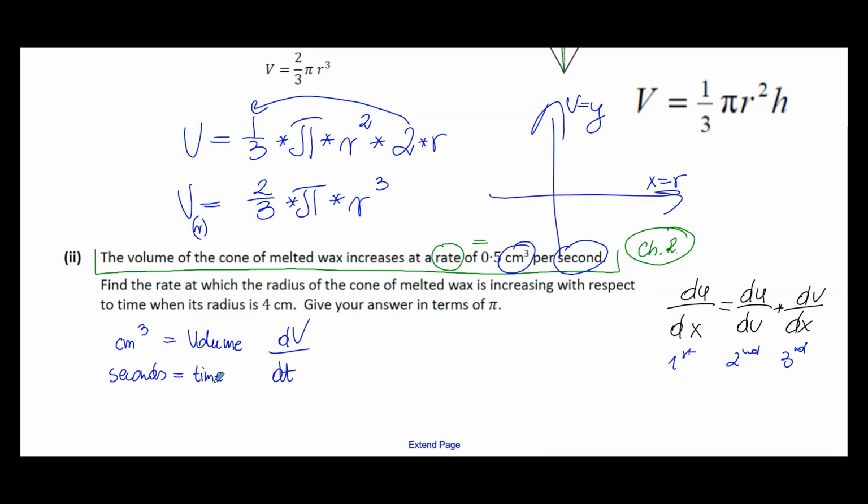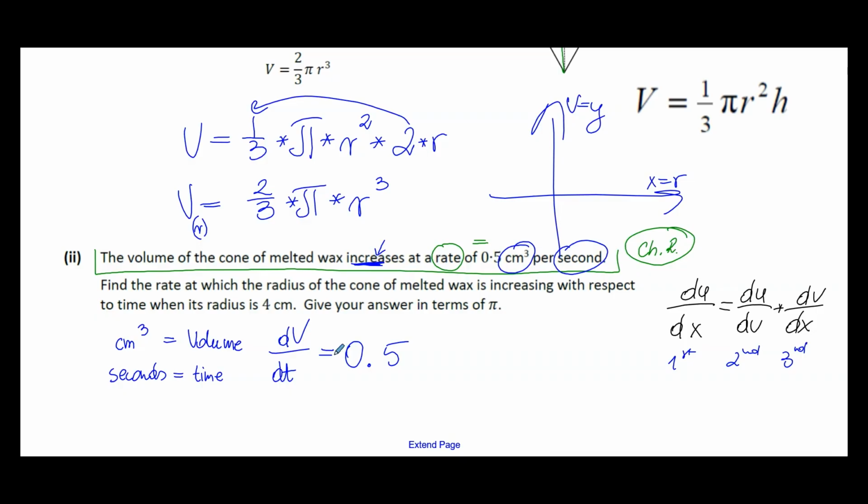Now, how do I know that time is like x? Time is always like x. So they are saying that the value of this derivative is 0.5. Now, that is increasing, therefore it's a positive value. If the word was decreasing by the rate of 0.5, then we know it would be minus 0.5.